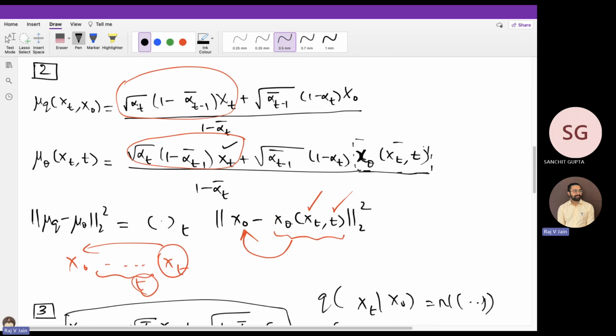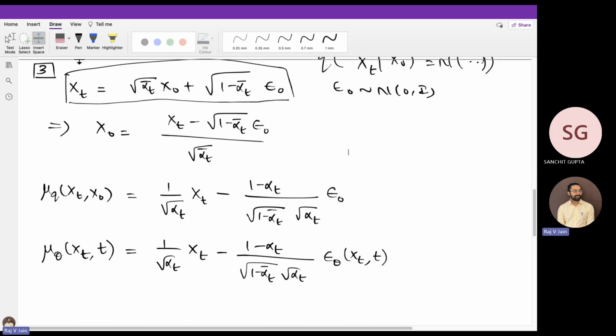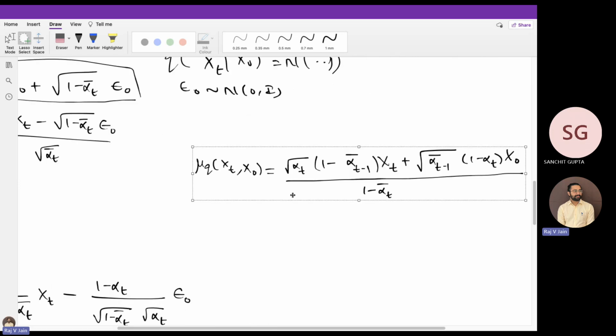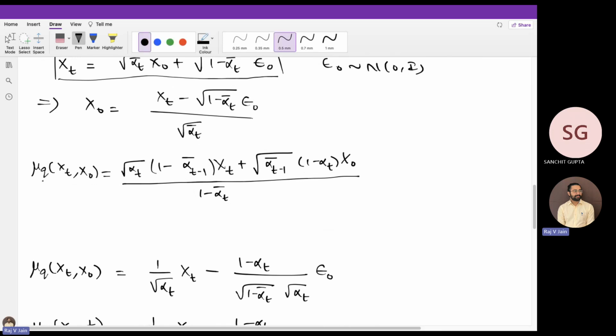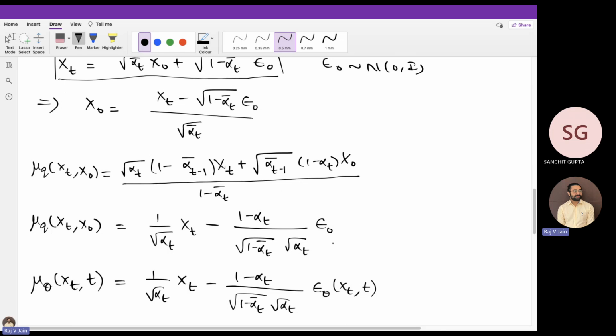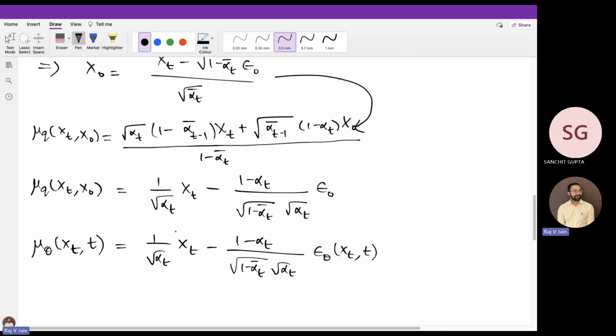So I'll put this x naught in the mu q equation. Mu q we had here, right? So I can now take this mu q and put the x naught value in this expression, and mu q will turn out to be something like this. Put x naught here, and I will get this form. Now I'll reparameterize the mu theta in a different way. That is basically saying, whatever 1 by alpha t xt minus this, with this is the learnable part now. So all the learnable part has to go here, and all of this gets added up to get the actual mean, right?